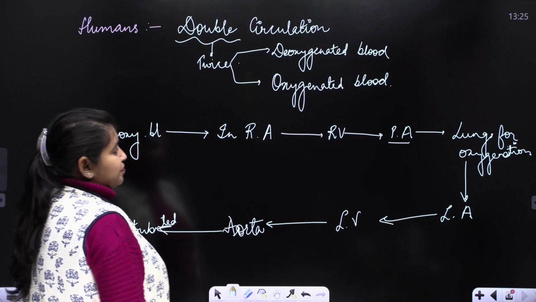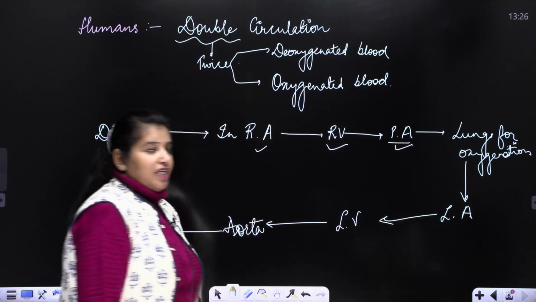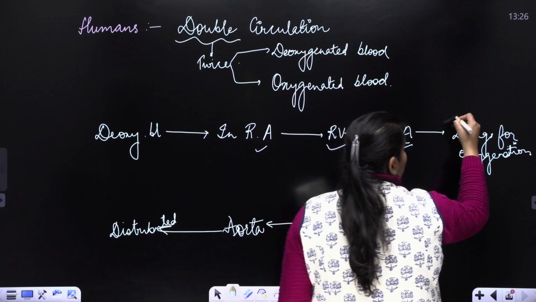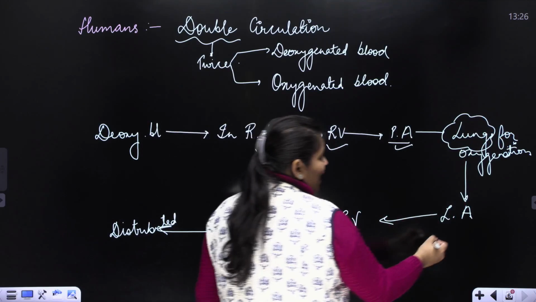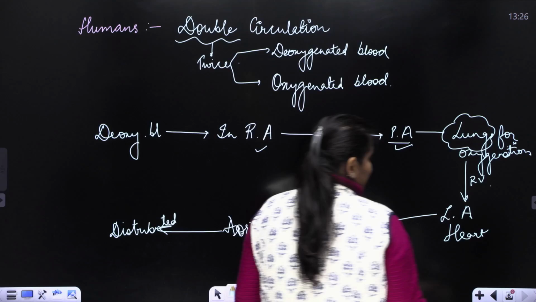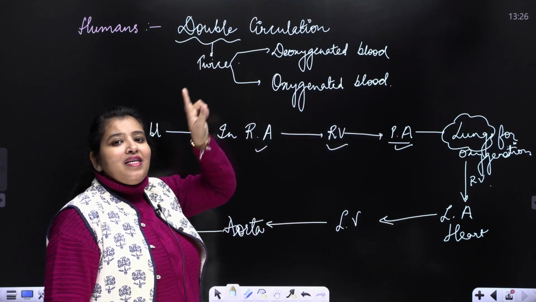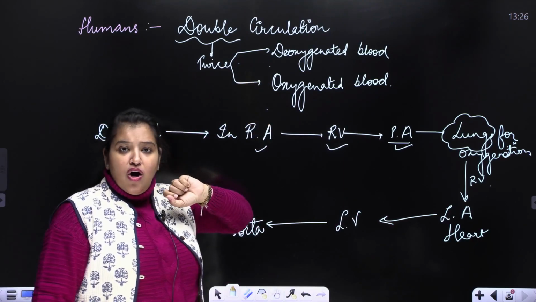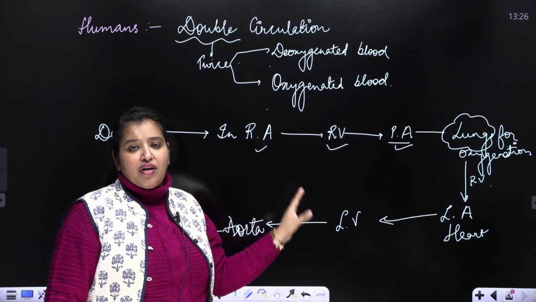Now you see the right auricle, the right ventricle, the pulmonary artery. It is carrying deoxygenated blood and sending the blood to lungs for oxygenation. And once it is oxygenated, again it is sent to the heart via the pulmonary veins. So the blood is entering the heart twice in one cycle, once in the deoxygenated form and next in the oxygenated form. This is what is known as double circulation.